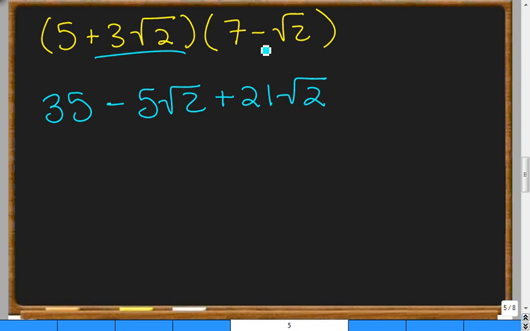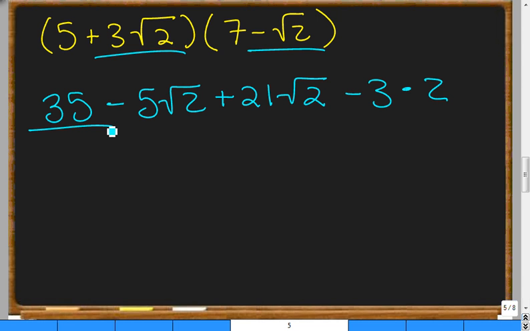And then lastly, I have 3 times the square root of 2 times negative square root of 2. Well, the negative and the 3 make a negative 3. The square root of 2 and the square root of 2 make a 2. So let's see if we can simplify this.